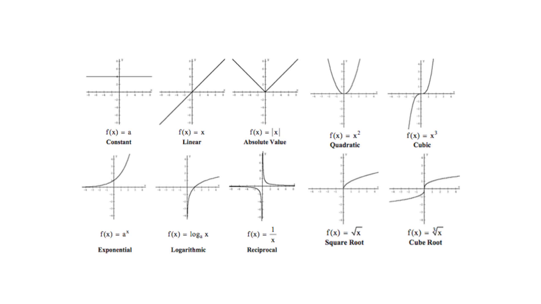Let's take a long look at those parent graphs. Which of these graphs have the even property, where f of negative x is equal to f of x for every x in the domain? Pause the video and see if you can find them.